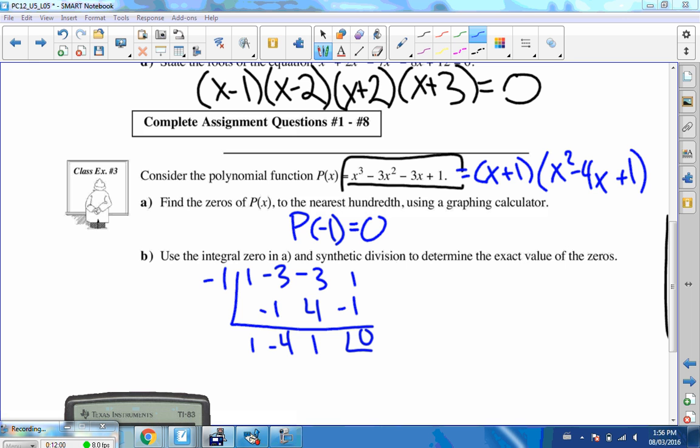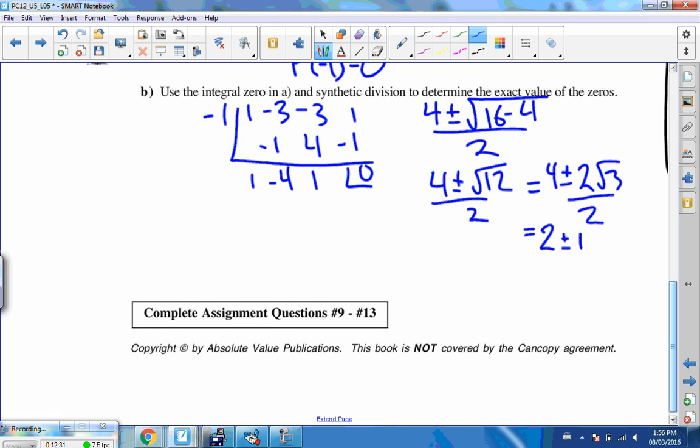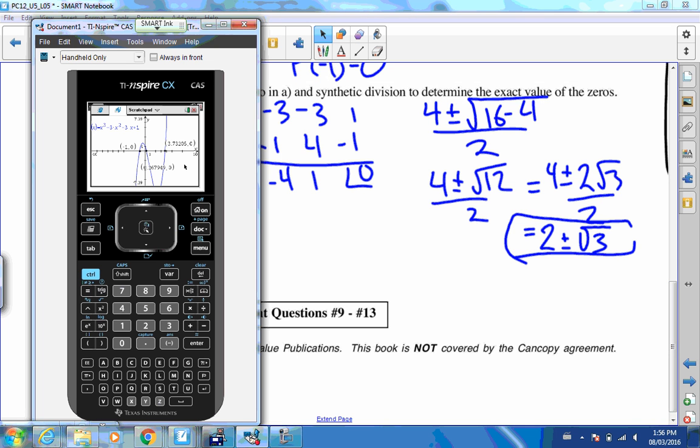And now, I know that they're not nice, but I can still do this using my quadratic formula. So negative b plus or minus the square root of b squared minus 4 times a times c, all over 2a. So that's 4 plus or minus root 12 over 2. 12 is 2 times 2 times 3, so 2 would make the escape. 1 gets out. So 4 plus or minus 2 root 3 all over 2 equals 2 plus or minus root 3 as my other solutions.